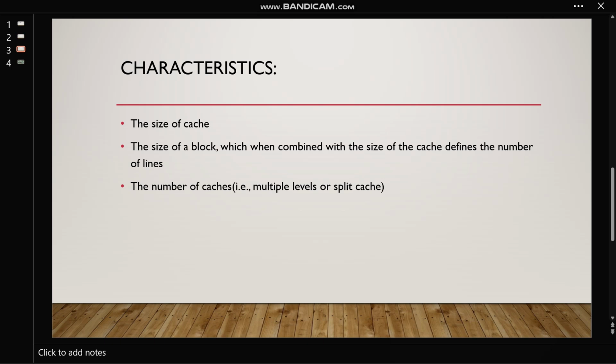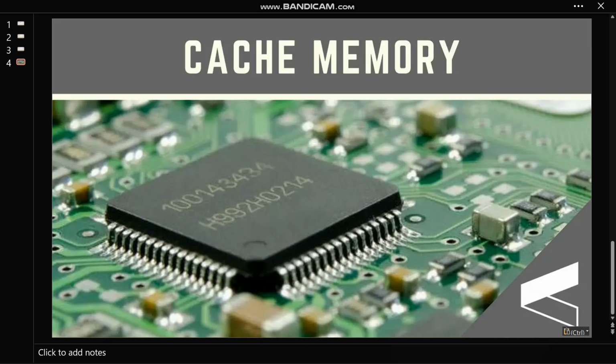Usually this cache memory is located between main memory and the CPU. The replacement algorithm and the write policy are all the characteristics of cache memory. And the example of this cache memory is, this is how it looks like.